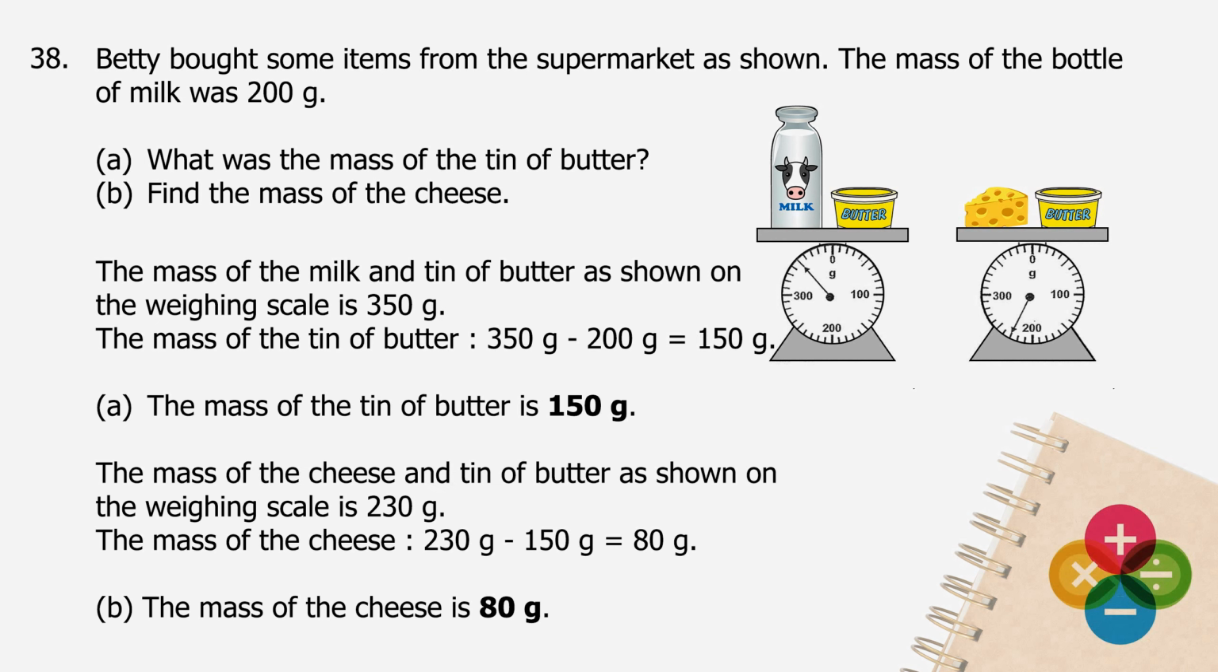The mass of the milk and tin of butter as shown on the weighing scale is 350 grams. The mass of the tin of butter will be, subtract 350 grams from 200 grams, and the difference is 150 grams. A. The mass of the tin of butter is 150 grams. The mass of the cheese and tin of butter as shown on the weighing scale is 230 grams. The mass of the cheese will be, subtract 230 grams from 150 grams, and the difference is 80 grams. B. The mass of the cheese is 80 grams.